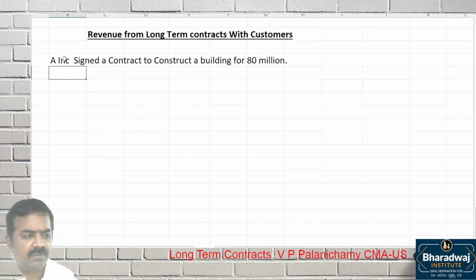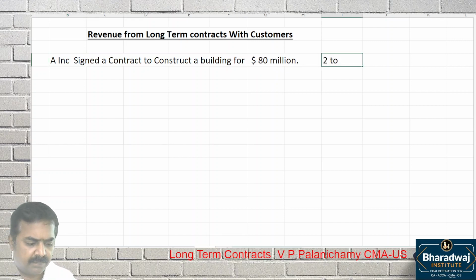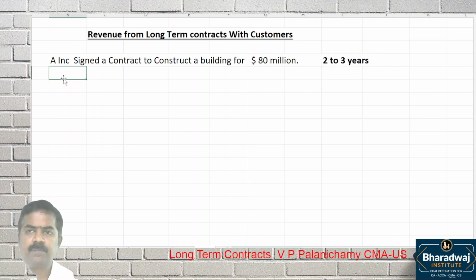Okay, what is the value of the work? 80 million. And the work is going to spread for about 2 to 3 years. The period of execution of work is how many years? 2 to 3 years. Now, is it possible to wait for 3 years and prepare financials after 3 years? No, what to do? We have to find out the profit or loss each year.